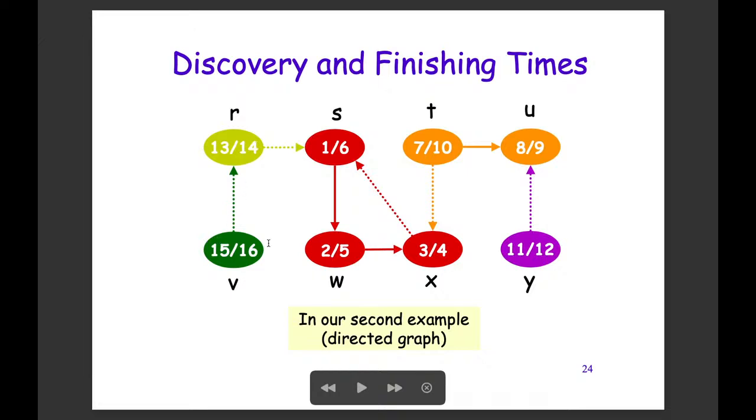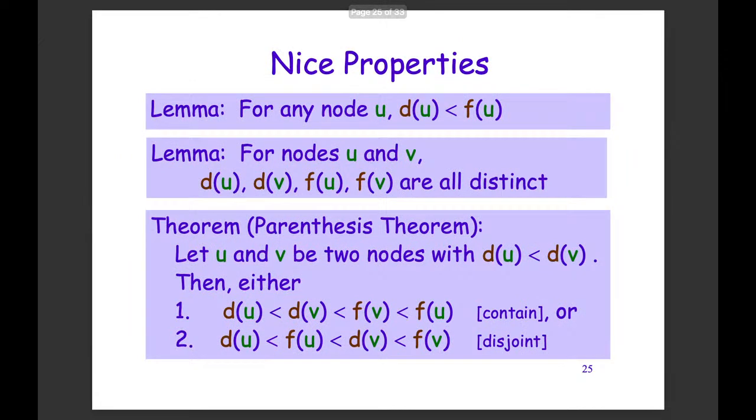Is that okay? And then we have an interesting observation. First of all, for any node, the discovery time must be less than the finishing time. You must be discovered before you can finish, right? Next, we try to make sure that every relative timing is distinct from each other, so du, dv, fu, fv are all distinct. And then the most interesting case is the so-called parenthesis theorem.